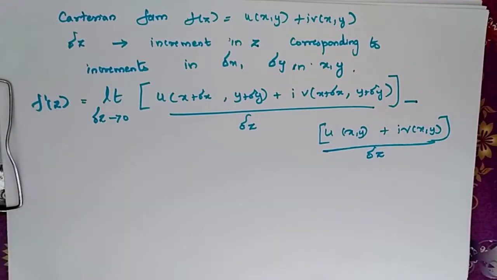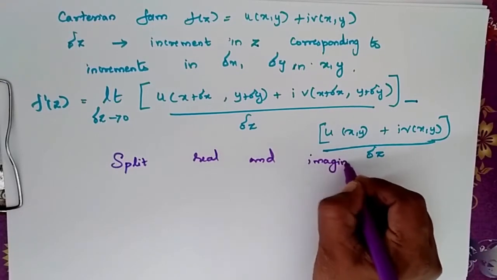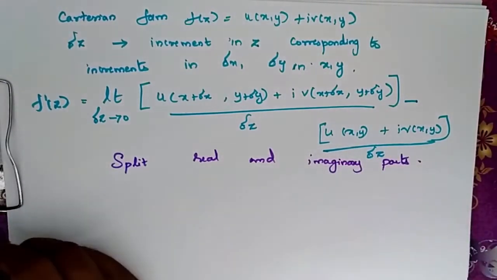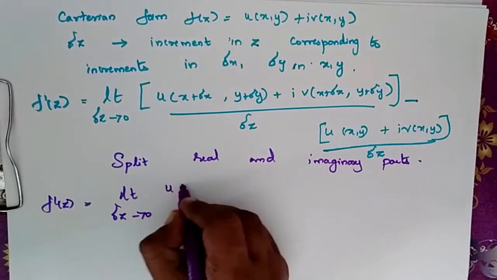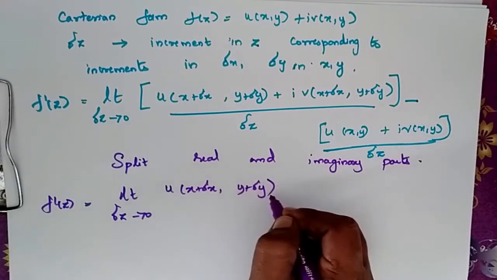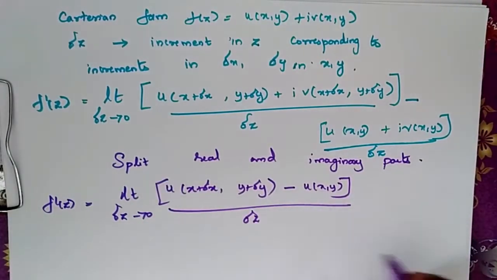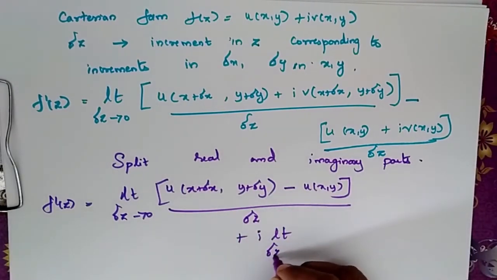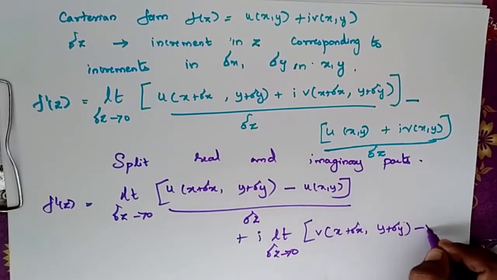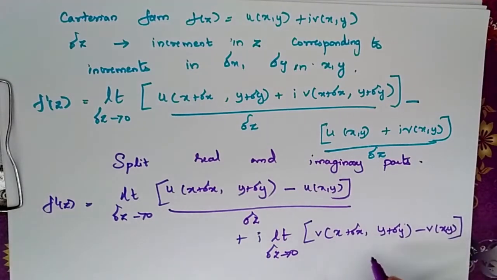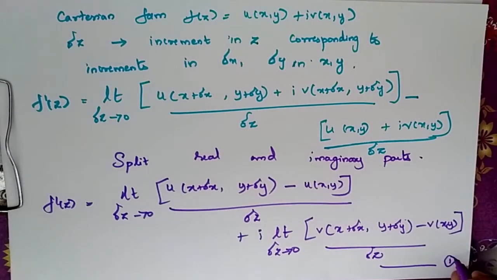Now what we are going to do is split real and imaginary parts. Real part: f dash of z is equal to limit delta z tending to 0 of u of x plus delta x comma y plus delta y minus u of x comma y by delta z. Next, plus imaginary part is equal to v of x plus delta x comma y plus delta y minus v of x comma y by delta z. This is our equation 1.